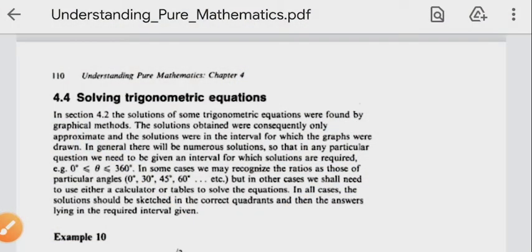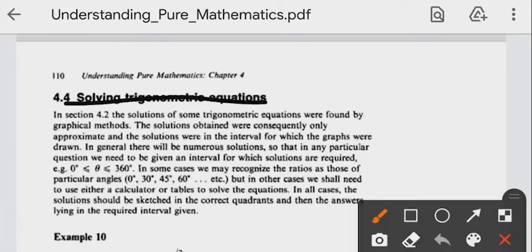We are still proceeding with solving trigonometric equations. Is that okay? Please, I'm going slow so that you can pick up and understand this.